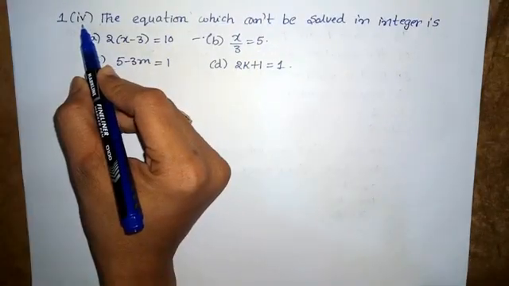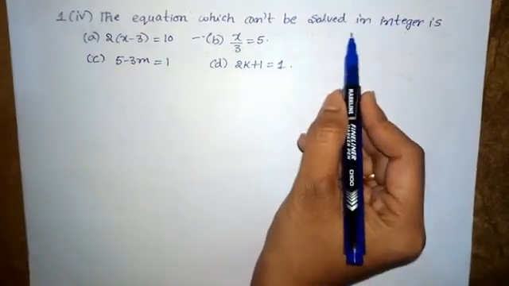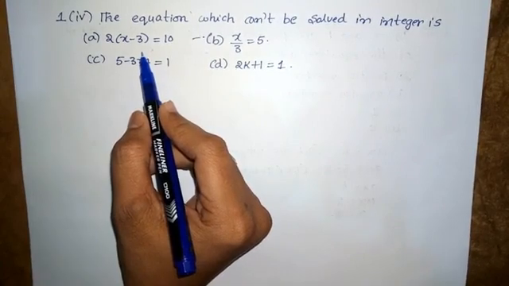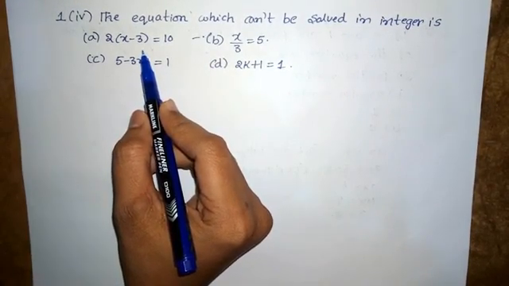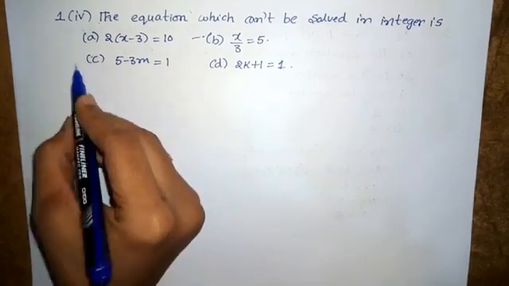Next problem, first Roman fourth one, the equation which can't be solved in integers. In this problem 4 options are given. Which one is not an integer? Not an integer is nothing but a fraction. So first check the first option, option A.